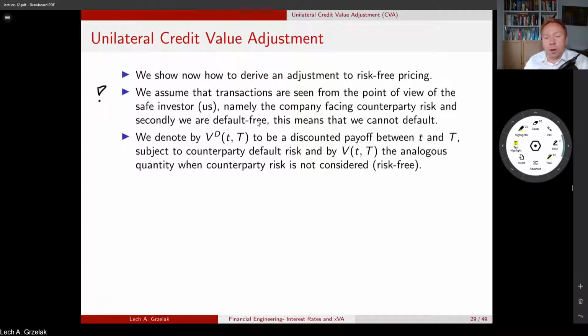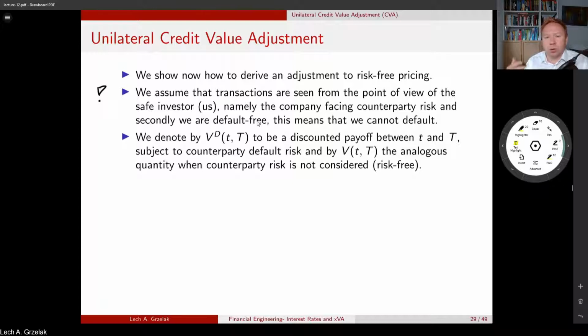And then we have our counterparty, which is the one with a possibility of default. Later in this lecture, we'll discuss the case where there is also a possibility that we, as the institution, can default, and that would have an interesting impact on this adjustment that we have to incorporate in the pricing of derivatives.